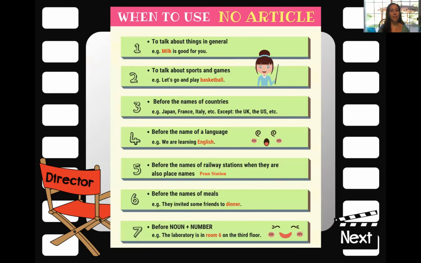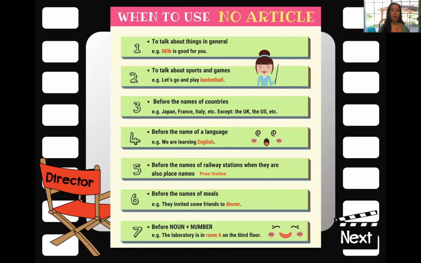Okay. Now, to talk about things in general, we don't use articles. Milk is good for you. Okay. We wouldn't say the milk is good for you. We would say milk is good for you because we're talking about things in general. Now, I know this is tough, so you just kind of have to memorize some of it. Some of it has rules and some of it just kind of comes with practice.